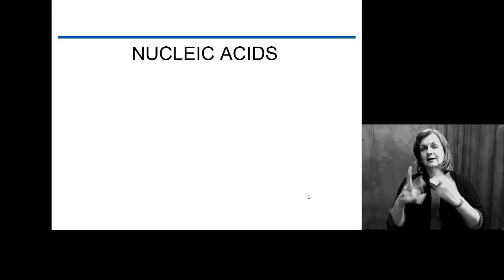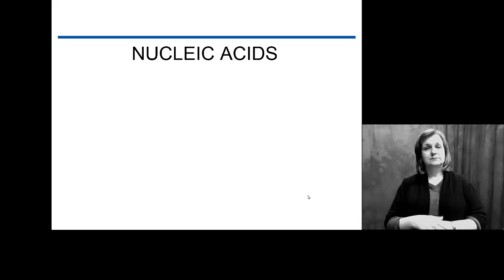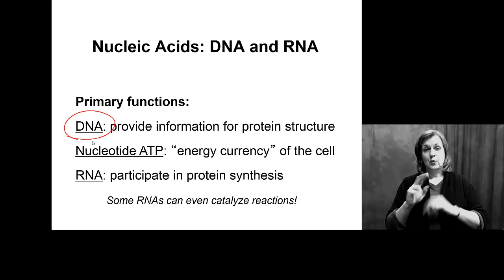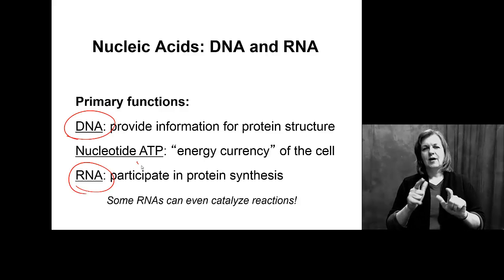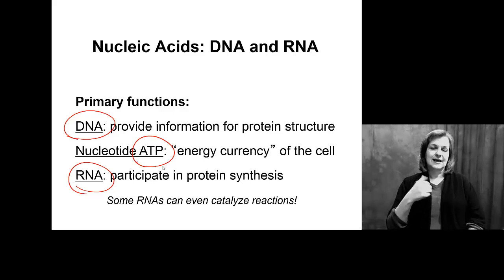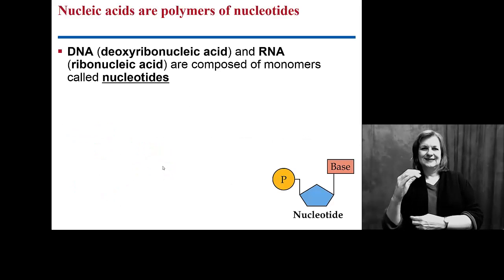Nucleic acids are our last type of macromolecule that we want to discuss. The last type of macromolecule we find in you. And we see three major forms in you: DNA, RNA, and ATP, or our cell energy. When we build these, we're going to build them all from nucleotides.